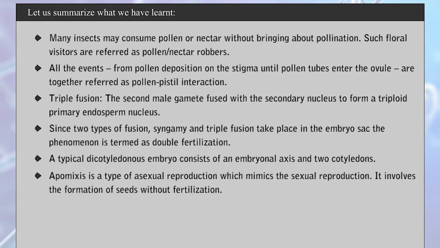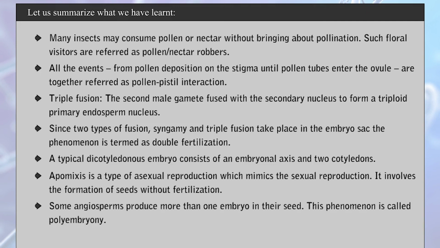Apomixis is a type of asexual reproduction which mimics the sexual reproduction. It involves the formation of seeds without fertilization. Some angiosperms produce more than one embryo in their seed. This phenomenon is called polyembryony.